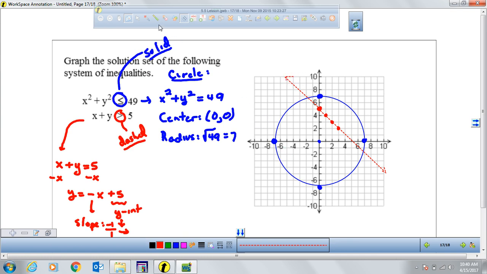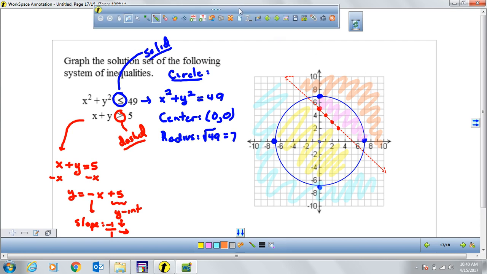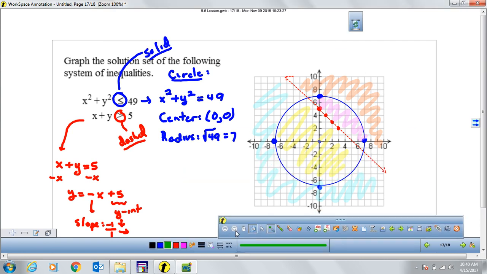So once again, we ended up with a graph that was divided into 4 regions. The 4 regions are, as you can see, this one inside but on the bottom of the line, this one inside but on the top of the line, this one on the outside on the bottom of the line and on the circle, and this one on the outside on top of the line and on top of the circle. Those are the 4 different regions that we must test, one by one, until we find the one that makes both of them true.